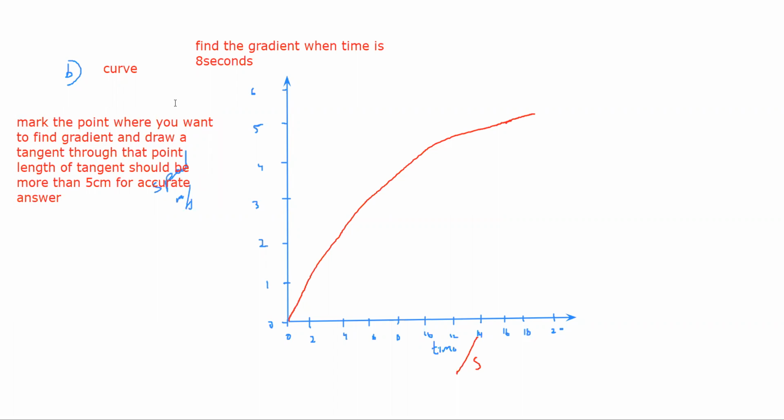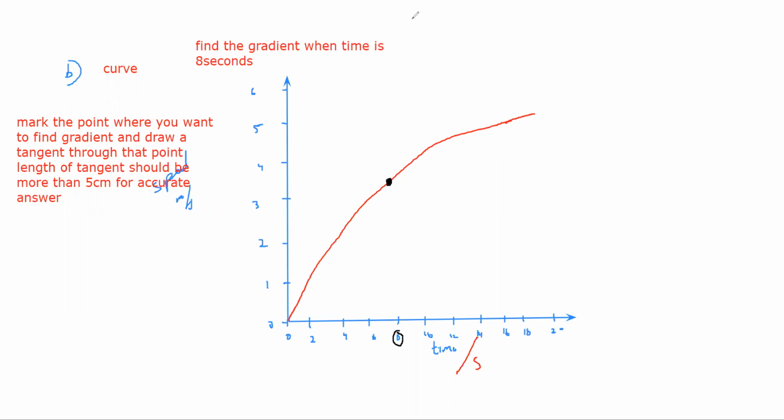So in this question, we have to find a gradient when time is equal to 8. So first I will mark a point where time is equal to 8 on the graph. Then I will draw a tangent. What is a tangent? Basically, a tangent is a line which touches the curved surface at only one point. That line is called a tangent.